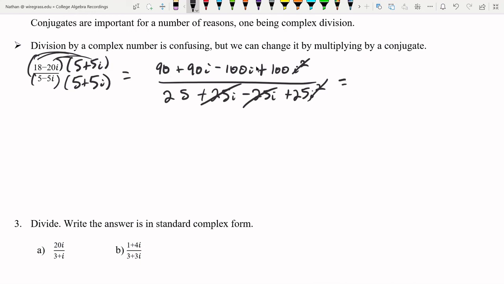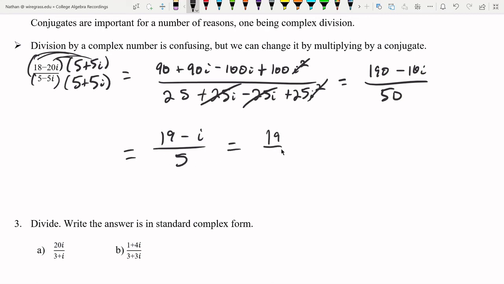Okay, on top I have 100 plus 90 is 190. 90i minus 100i is going to be negative 10i. On bottom I have 25 plus 25 is 50. I can simplify this down by 10 on everything. I can divide everything by 10. It's going to be 19 minus i over 5. And I can write this in standard complex form by breaking up the fraction. 19 over 5 minus 1 over 5 i. And this is in standard complex form, a plus bi.